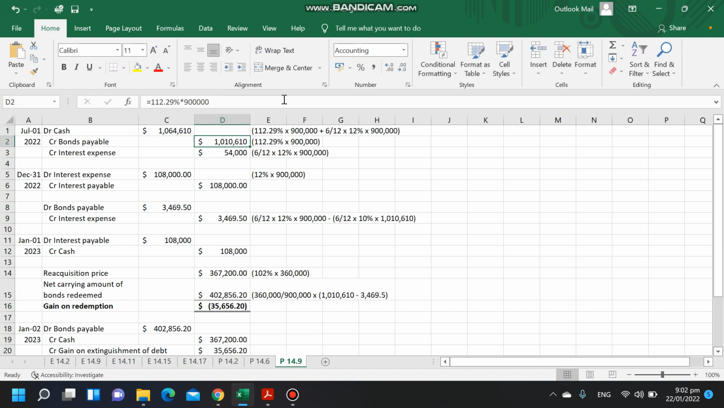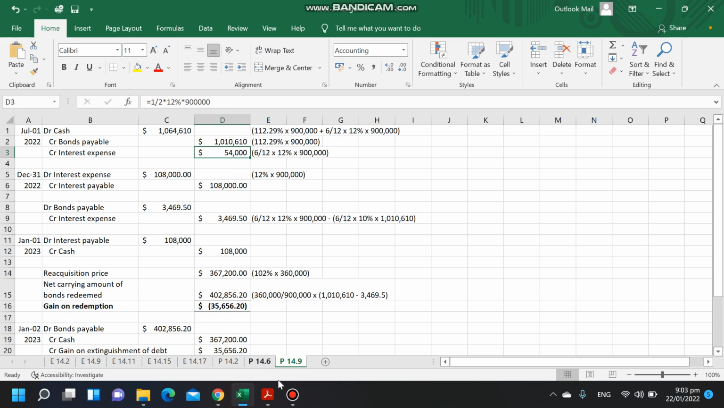And then for the bonds payable, it is just 112.29% times 900,000, and then you credit interest expense 54,000, which is 6 over 12 times 12% times 900,000. Because the bonds are not sold at the date of the interest payable, we must accrue the interest.